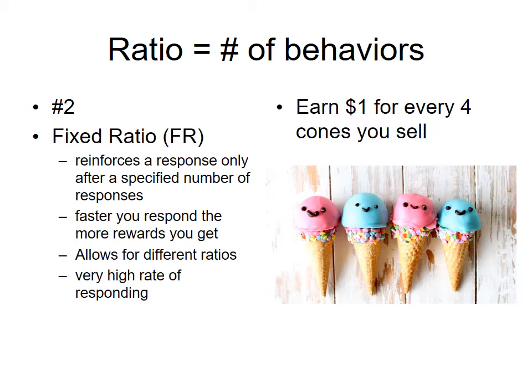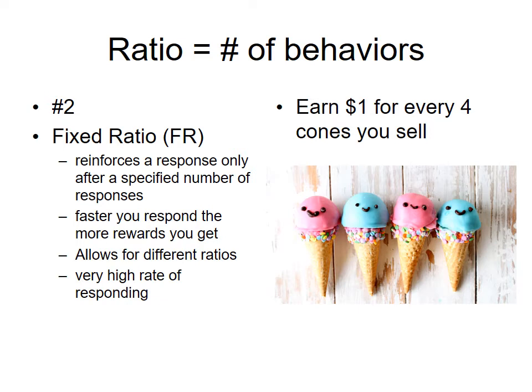If this is how you are getting rewarded, if this is how you're earning your money, what you're going to find is that you are going to try to sell or get to 4 ice cream cones as quickly as possible. The nice thing about fixed ratio is that it's a specific number of responses. The faster you respond, the more rewards you will get. So if you can sell 40 ice cream cones in 10 minutes, you're going to find that you earn $10. The faster you can sell, the quicker you can earn money.